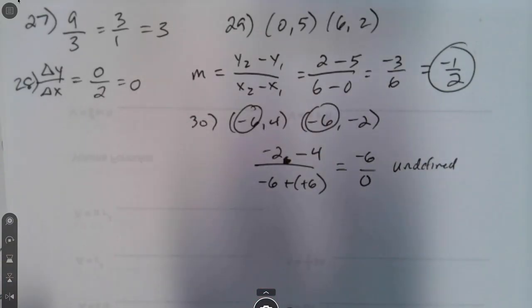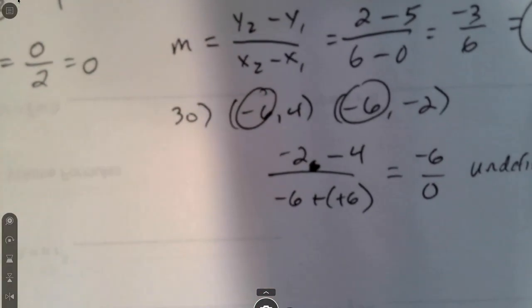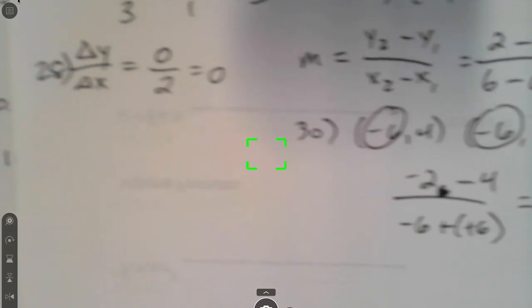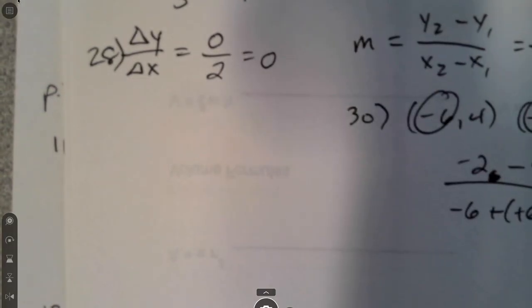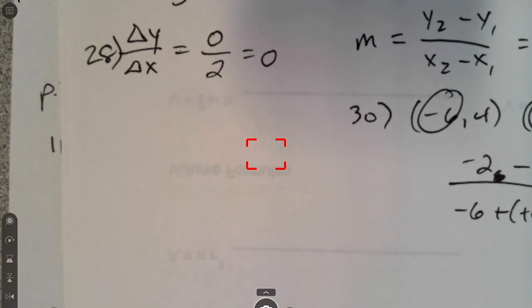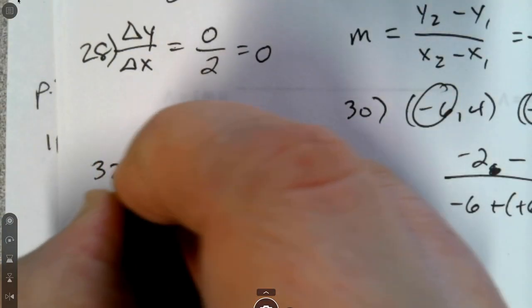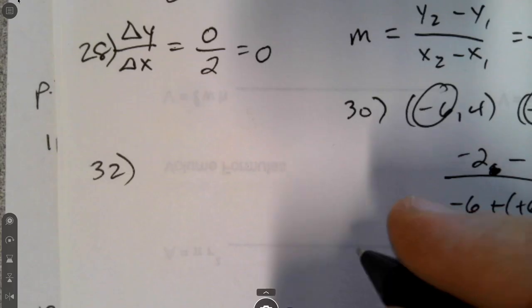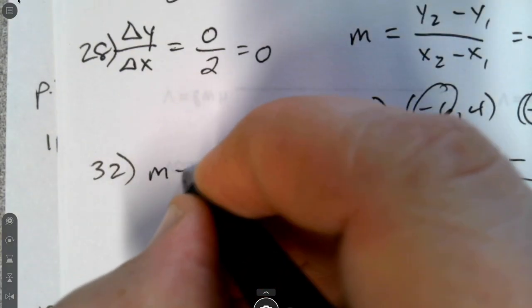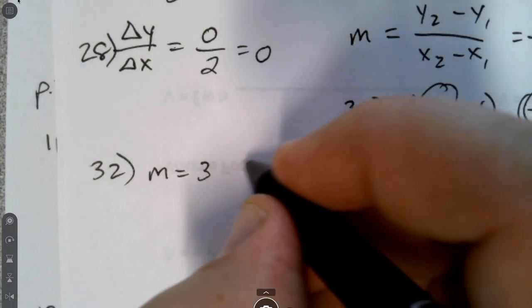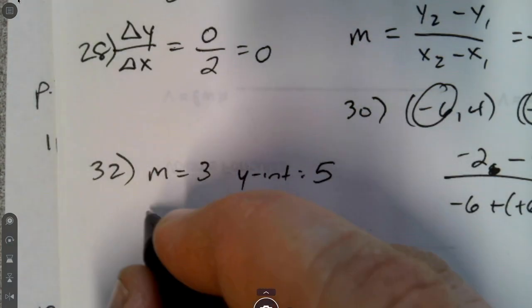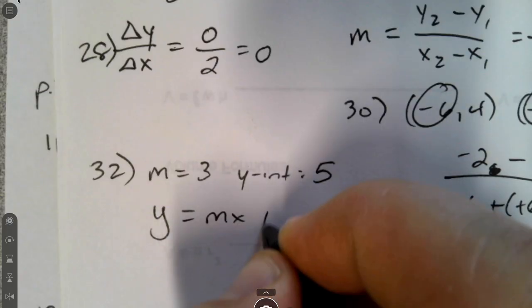Okay, now with 32, I'm going to get a little closer now, I think. Okay, with 32, I don't think that did a good job. That's much better. Okay, 32, we're switching to slope-intercept form. So they tell us to write an equation in slope-intercept form if we have a slope of 3 and a y-intercept of 5. So remember, the slope-intercept form is y equals mx plus b.